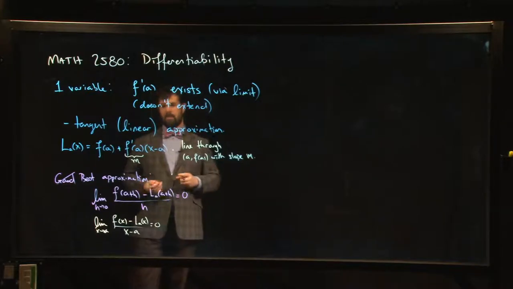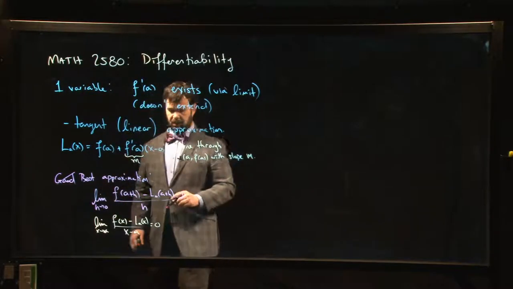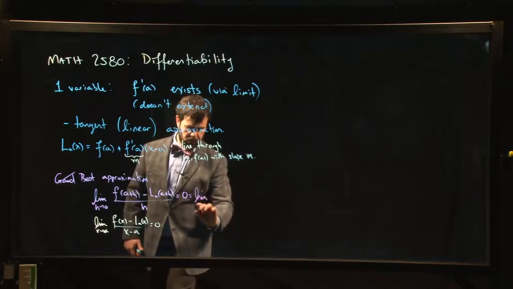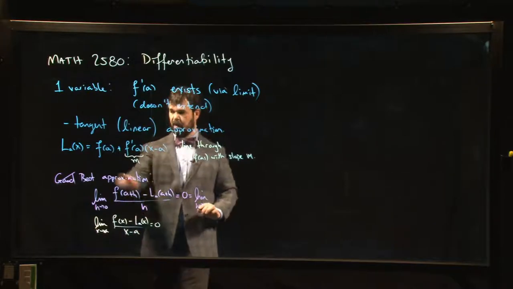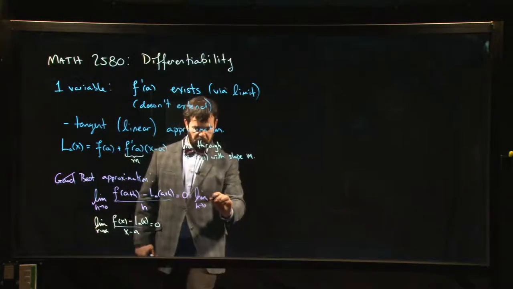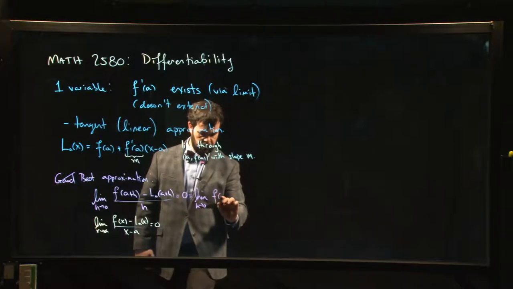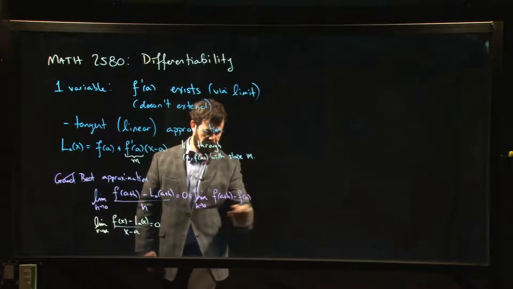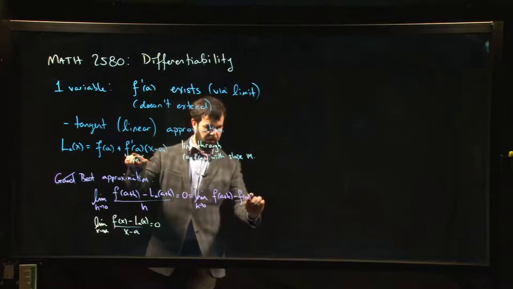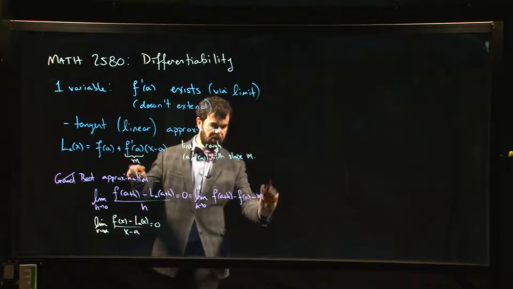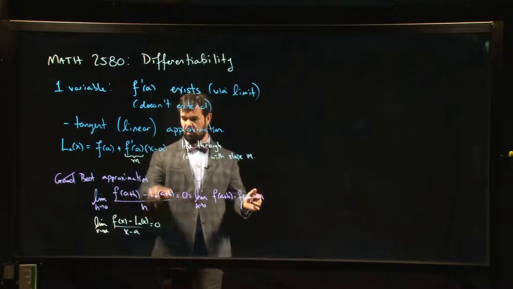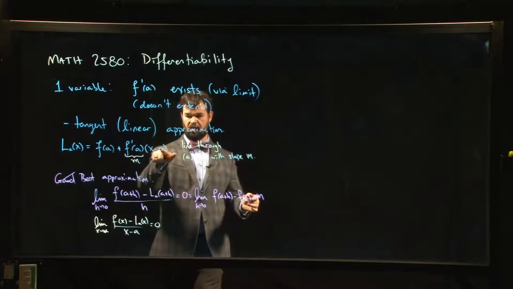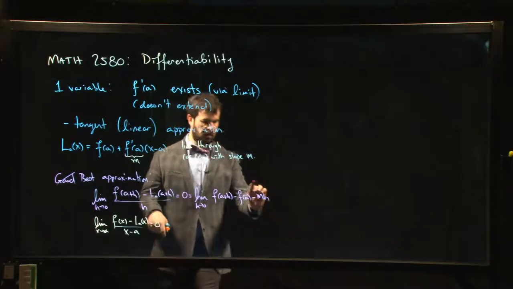But then if you unpack this and start plugging things in, what do I really have in this limit? This limit is really the limit as h goes to zero. If I plug in my linear approximation, I have f at a plus h minus f at a minus this part. Let's just call it m for now. M times, well, if I put x equal to a plus h, I get a plus h minus a. The a's cancel. I just get m times h.